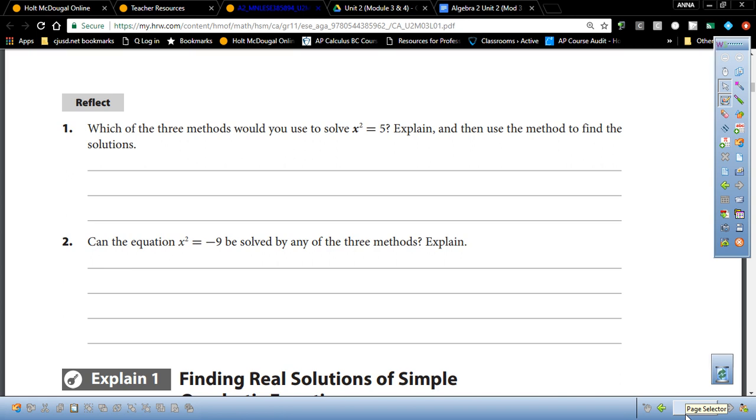So hit pause and ask yourself which of the three methods you would use to solve x squared equals 5. Then solve using that method. Please hit pause now.